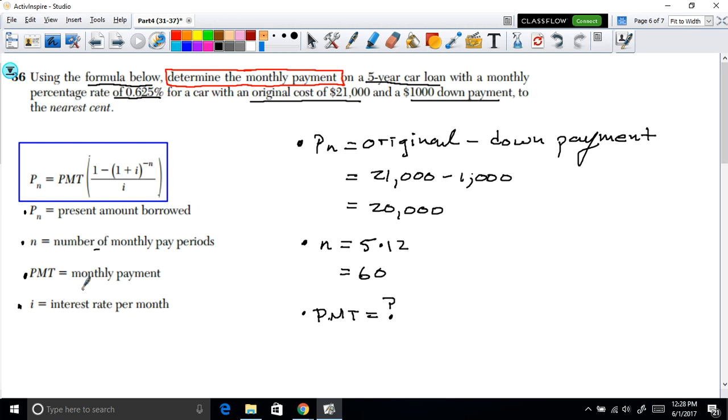Now, do we know the value of I? Well, it says here that I is the interest rate per month. Let's read here. It says with a monthly percentage rate of 0.625. So this is telling me that I is equal to 0.625%, but you will always want to put this in decimal form. So if you divide it by 100, you will get 0.00625.